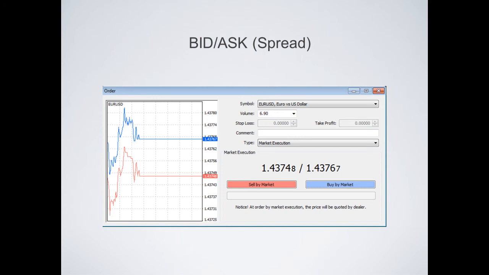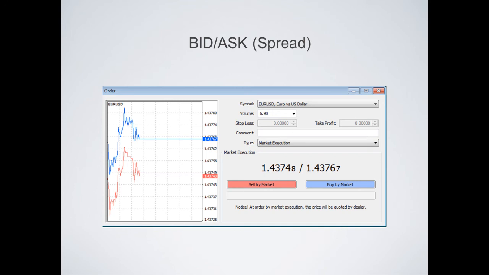And it's the complete opposite for selling. If I want to sell, I'd be selling at the lower price. So if I go and sell a particular currency, I'll be selling off of the bid, rather than buying off of the ask. So I'm buying off of the ask and selling off of the bid, but for the broker it's the other way around. And that gap is how they make their money.